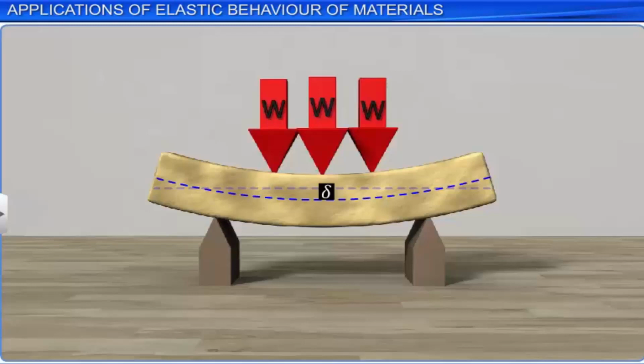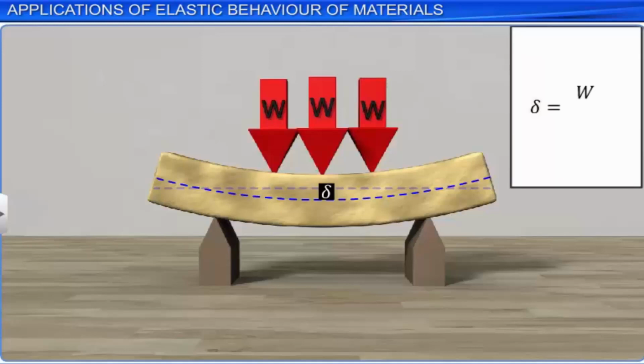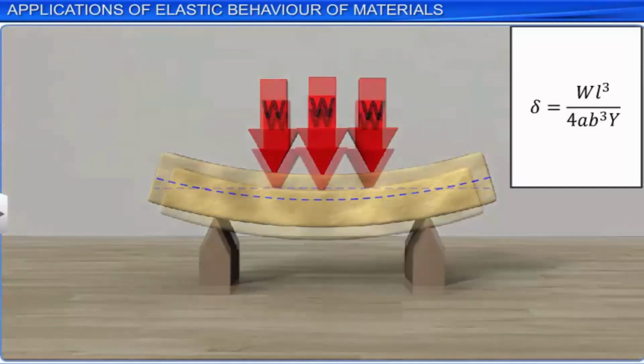It is equal to the load W times the length L cubed divided by 4 times the product of the thickness A, width B cubed, and Y, Young's modulus of the material of the beam. It must be kept in mind that the beam bends less for a given load if the width B is greater and the length is smaller. This is due to the fact that the deflection of the beam due to the load is inversely proportional to the cube of the width and directly proportional to the cube of the length of the beam.